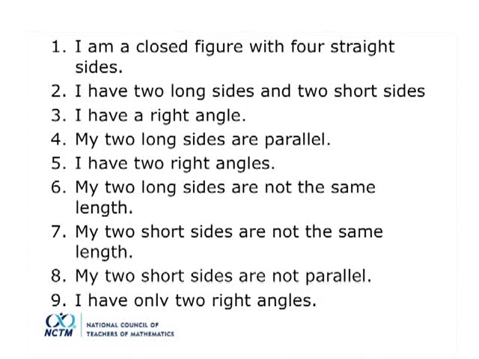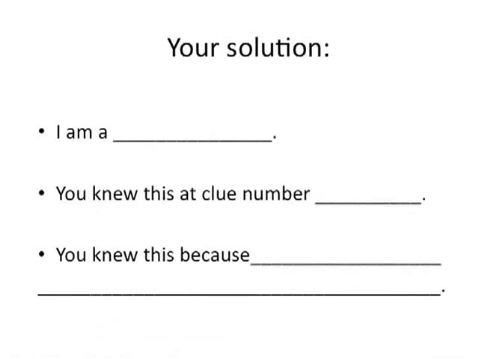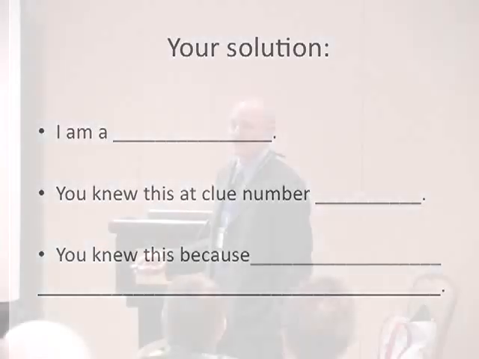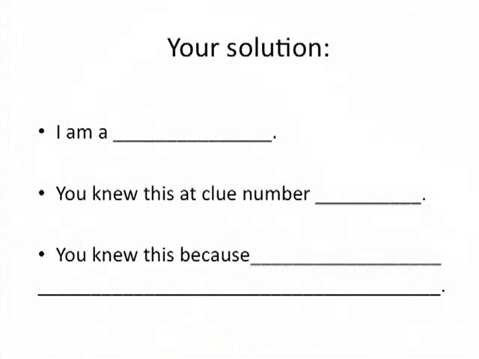Now here's your task. I am a... write it down. I knew this at clue number... write it down. I knew this because... write it down. Private think time first. I'm not going to take any questions for a moment. Then I'll give you a couple of minutes to talk to folks at your table, and if there are clarification questions, I can float around and try to address them. Okay, talk to your neighbors. What do you think it is? When do you think you knew? And what are some things that your students might be thinking?